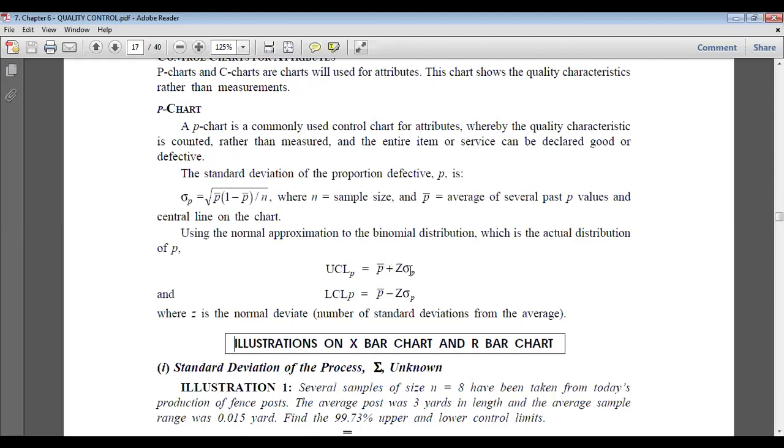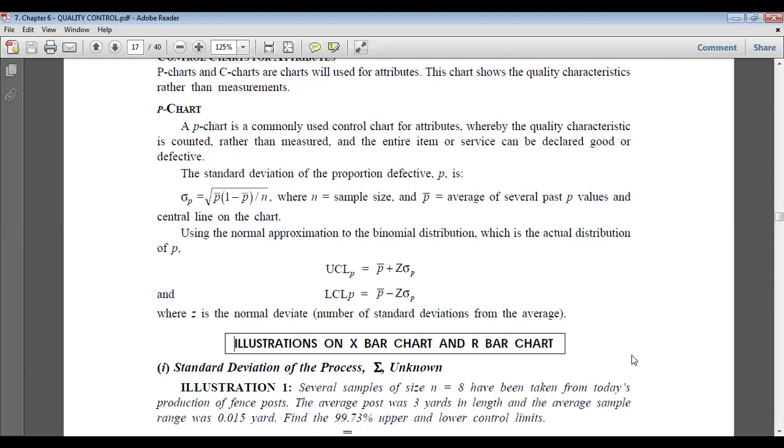Sigma p, the standard deviation, is added and subtracted. Z is the normal deviation from the average, that is, how much the part deviates. This way we can find the upper control limit and lower control limit for the p chart.